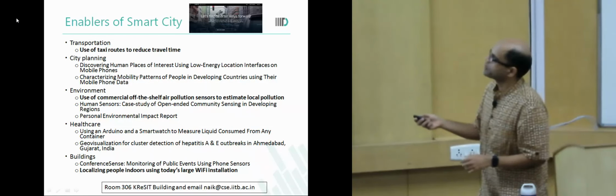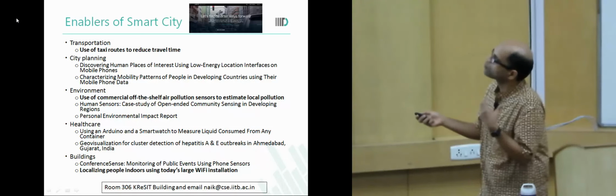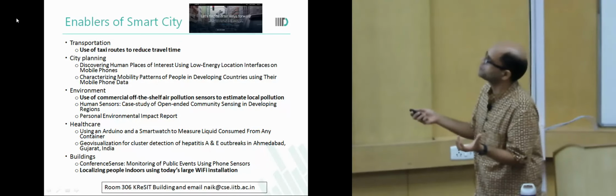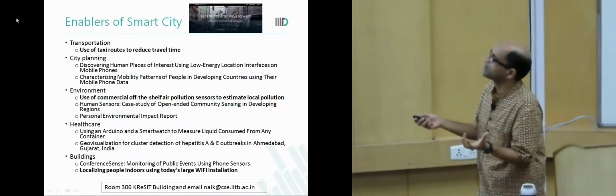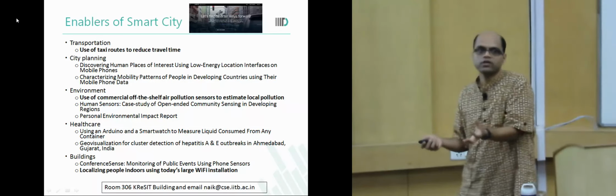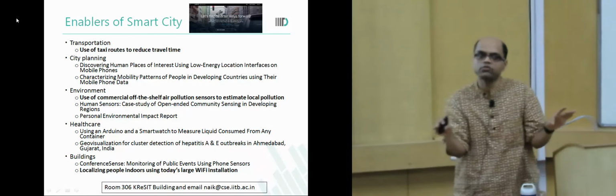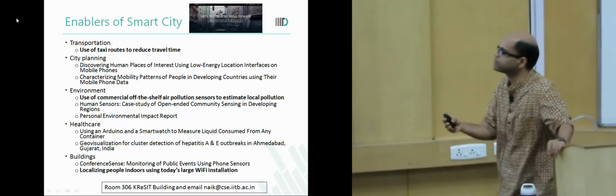So that's transportation. Then there is another piece of work I've done for city planning, where I found out the human places of interest, POI, using mobile phones: where people work, where they go for shopping, where they go for their education, and all of that. By just looking at your smartphone traces, we could derive that.